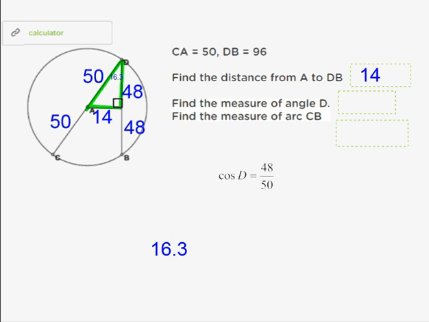So yeah, there we go. So we got our three answers.